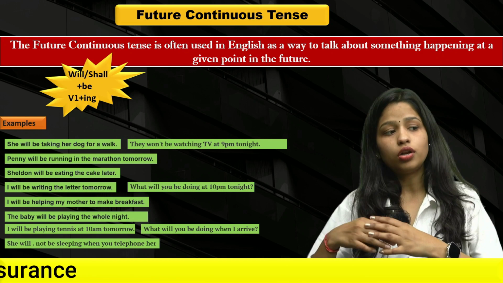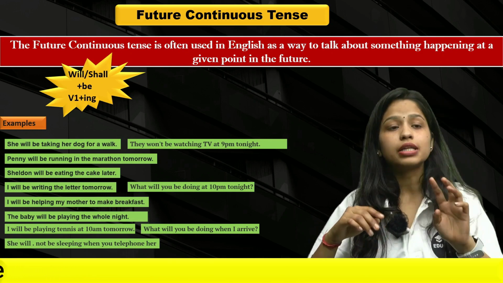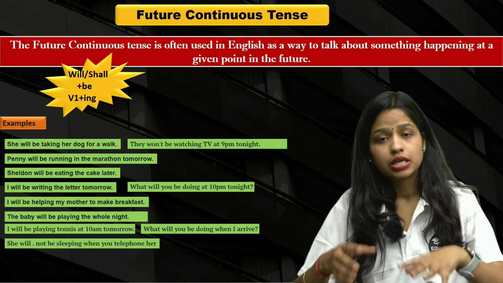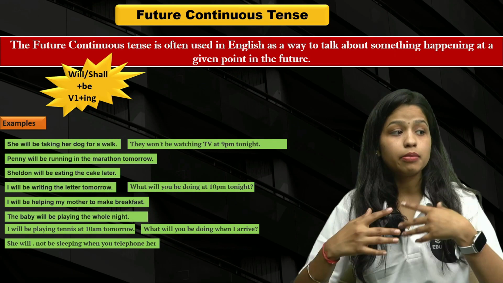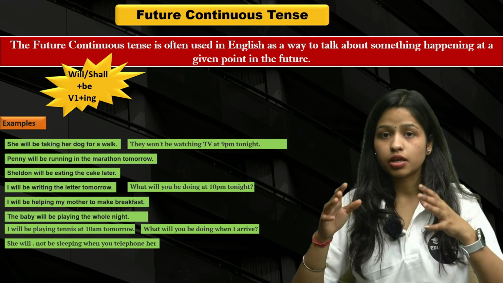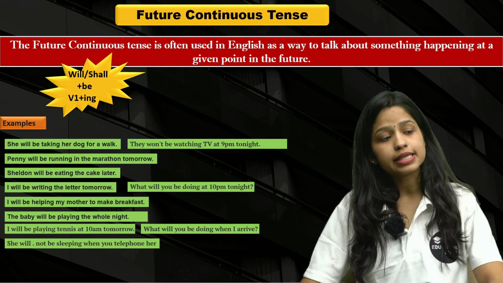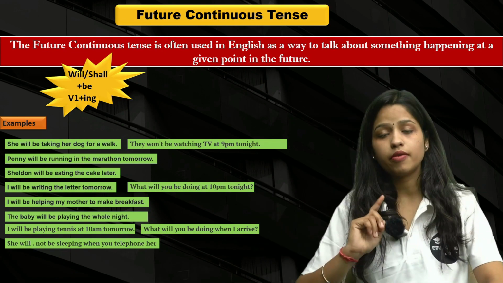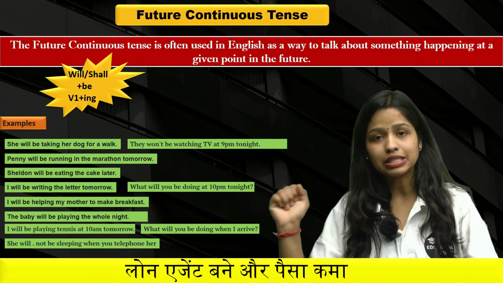Now in all of these sentences, if you notice, we are trying to tell you that something will be happening at a given point in time, right? The baby will be playing the whole night. So what is the given time over here? The whole night, right? I will be playing tennis at 10 a.m. tomorrow. Again, I'm giving you the specific time. That is 10 a.m. tomorrow, right? I will be playing tennis.